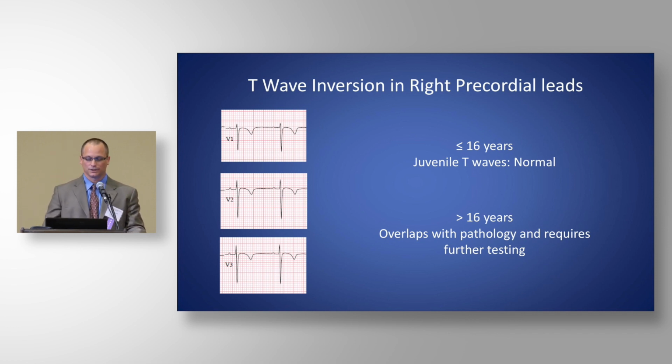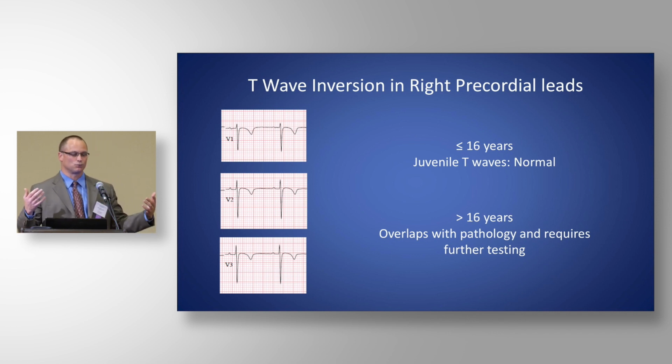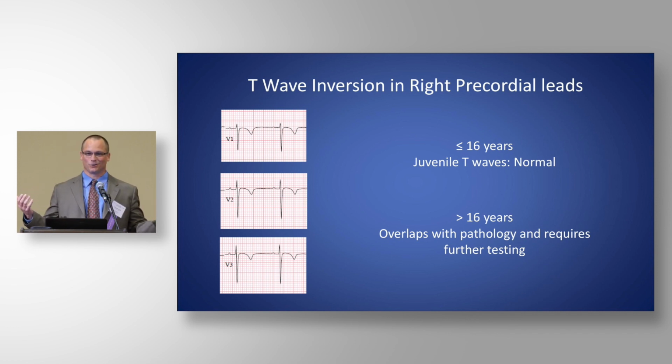And so there's this T wave inversion in right precordial leads. So here's V1, V2, V3. When you're less than 16 years of age, it's called this juvenile T wave pattern, which is pretty interesting because as a pediatric electrophysiologist, I thought I was knowledgeable of these things. I'd never heard of this juvenile T wave thing. And I'm like, oh my God, do I have a knowledge gap? What's wrong? And I realized in pediatrics, we just call it normal. We don't actually name it. And so I actually felt relieved. But when you look at it, if you're less than 16, which is mostly prepubertal, that's a normal T wave pattern. However, if you're over 16, this typically overlaps with pathology and requires further testing.